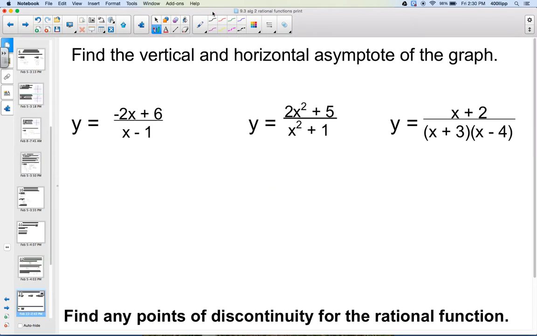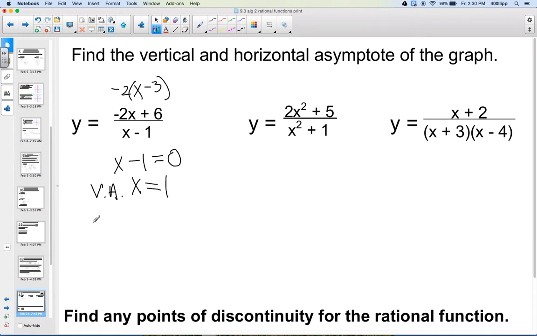Okay, so finding vertical and horizontal asymptotes here. We can start with the vertical asymptotes by taking the denominator and setting that equal to 0, therefore x equals 1. We also need to look to see if we can factor anything. We could take out a -2 here and get x minus 3, but that still wouldn't cancel it out. So x equals 1 is going to be our vertical asymptote, because x equals a number is a vertical line.